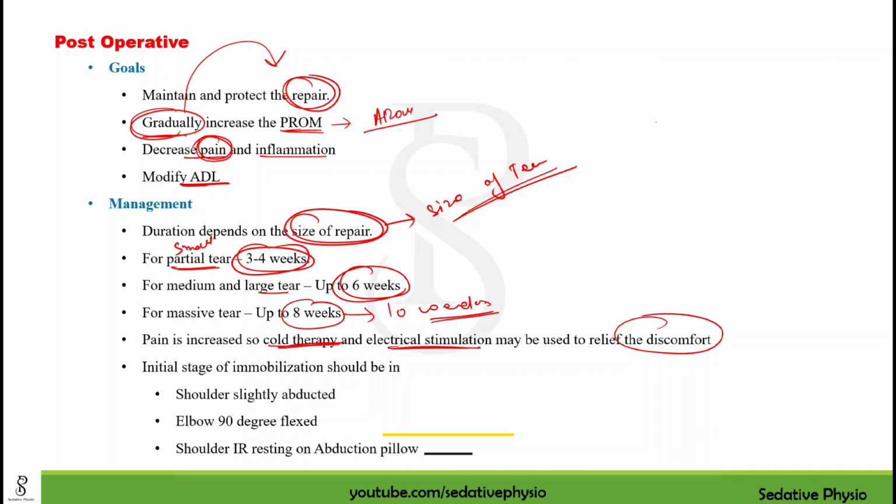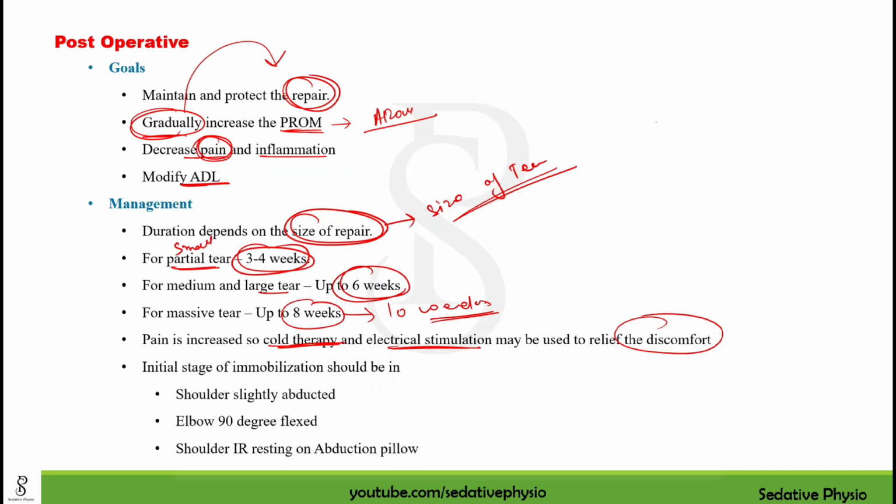As we have already discussed in the goal section, we will have to work on the pain, to decrease the pain, to manage the pain. Hence, to manage the pain, the cold therapy and the electrical stimulation work very well here. So we can use them to relieve the discomfort and manage the pain of the patient.